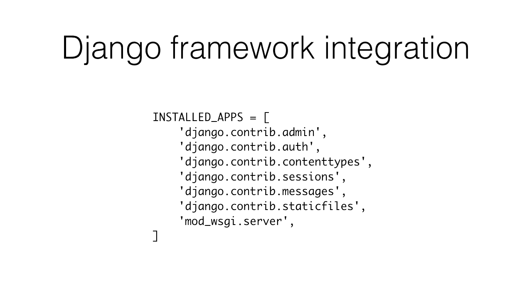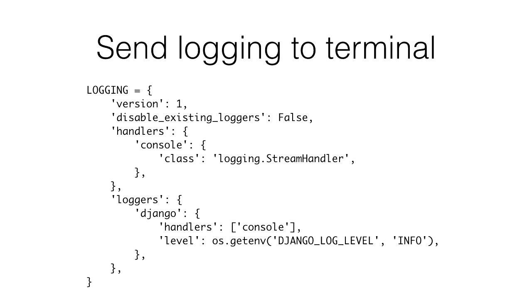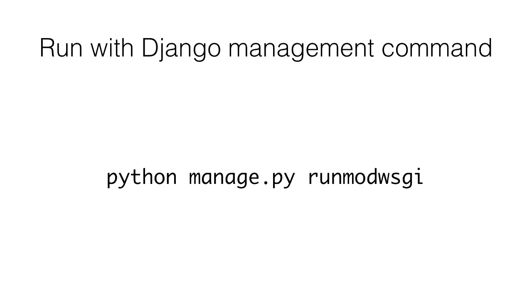I can, in the installed apps for Django, just list it. And just so we get some nice logging out, because Django doesn't do this by default, we tell Django also to put logging information to standard output. Once I've done that, I can then go and run the management command, python manage.py runmodwsgi, and it will run it up.